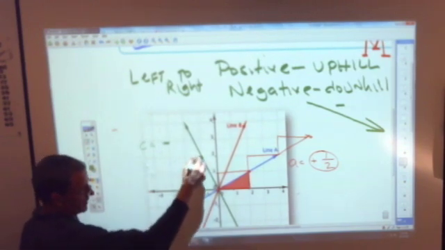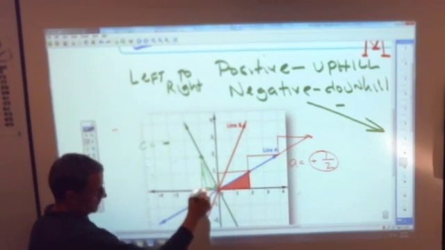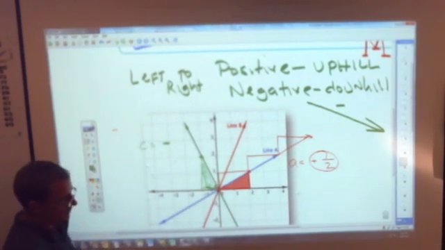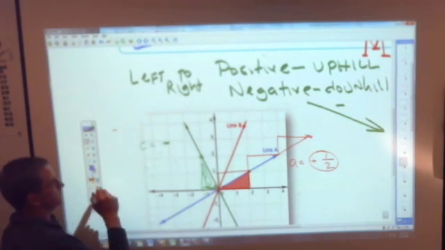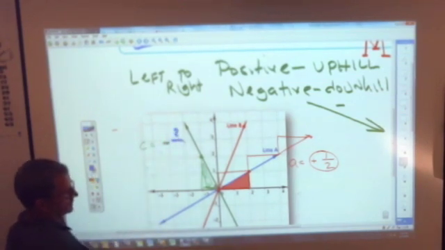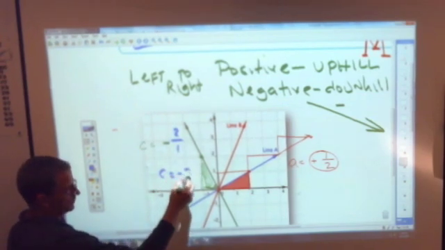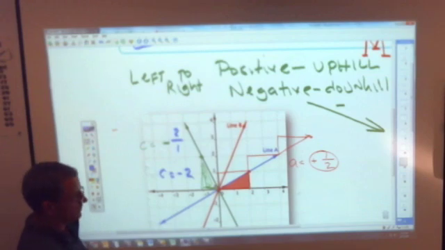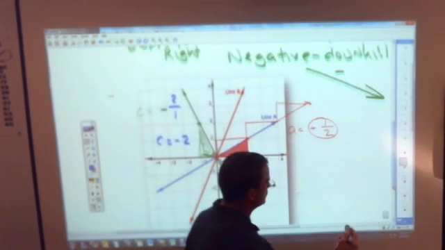If you make a triangle out of that, again, drop it down, come across. How high is that triangle? Two. How wide is it? So my slope is -2. You can leave it as a, you don't have to have a fraction. Slope doesn't have to be a fraction.